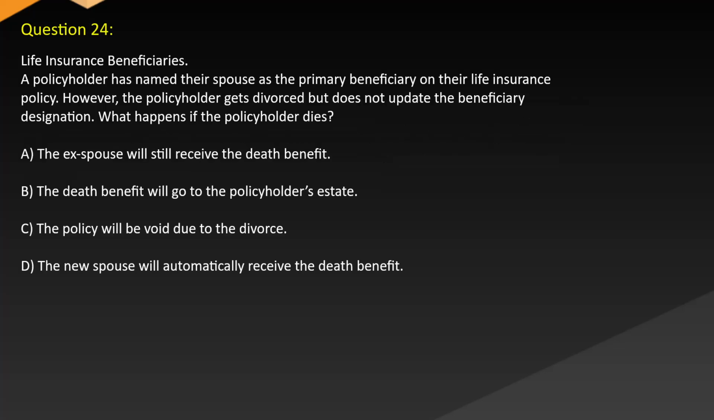Question 24. Life insurance beneficiaries. A policyholder has named their spouse as the primary beneficiary on their life insurance policy. However, the policyholder gets divorced but does not update the beneficiary designation. What happens if the policyholder dies? A. The ex-spouse will still receive the death benefit. B. The death benefit will go to the policyholder's estate. C. The policy will be void due to the divorce. D. The new spouse will automatically receive the death benefit.